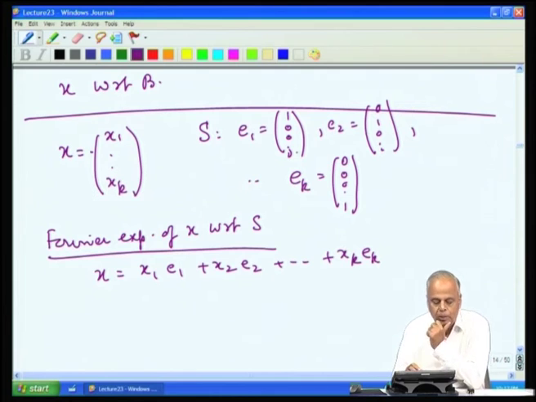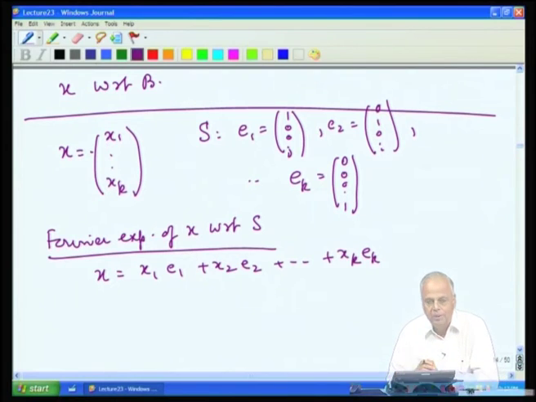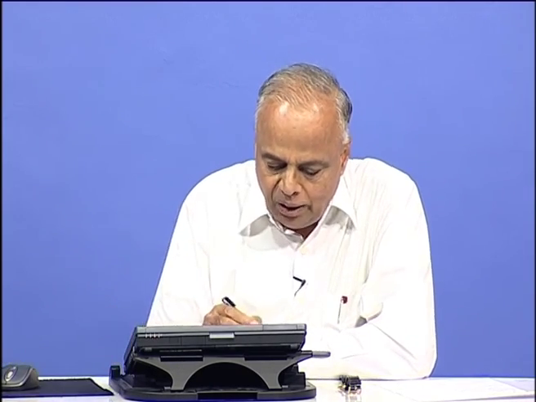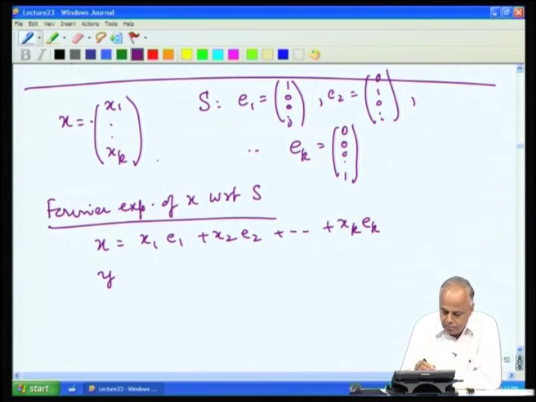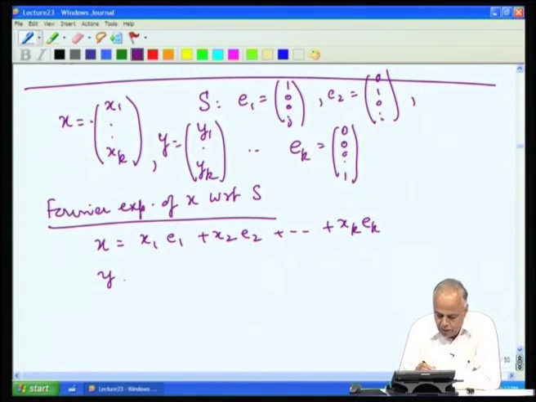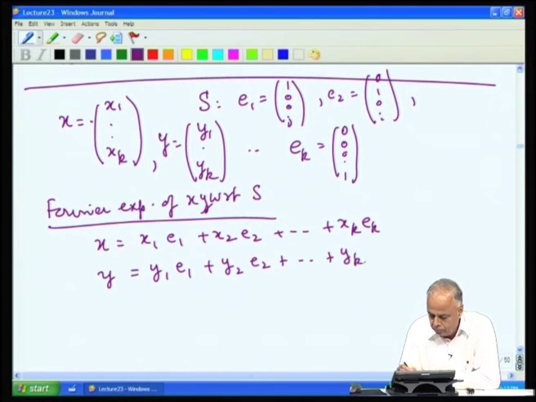Because the dot product of x and E 1 picks up only the first coordinate, the dot product of x and E 2 picks up the second coefficient, and so on and so forth. And therefore, we have the Fourier expansion of x with respect to this basis. And similarly, if I take a vector y which is y 1, y 2, y k, then the Fourier expansion of y will be y 1 E 1 plus y 2 E 2 plus y k E k, where x j is equal to the dot product of x and E j and y j is equal to the dot product of y and E j.